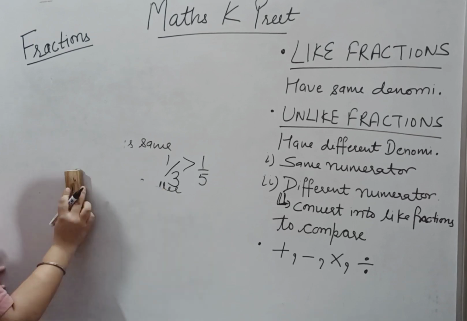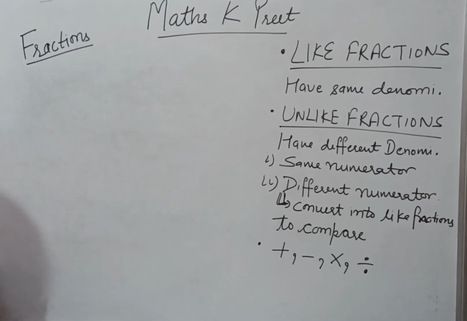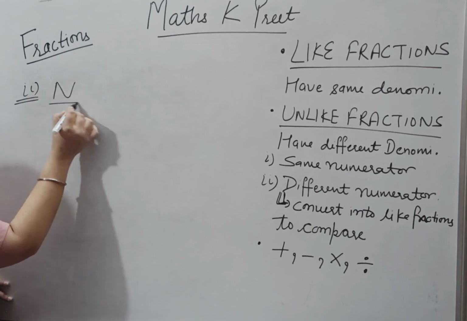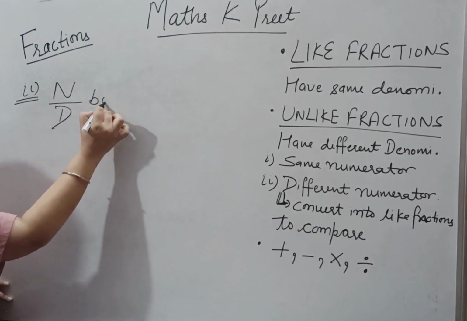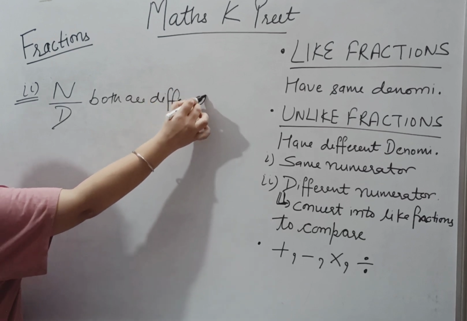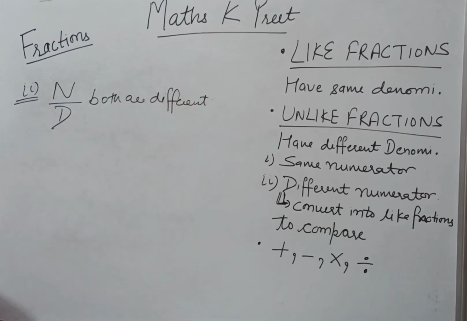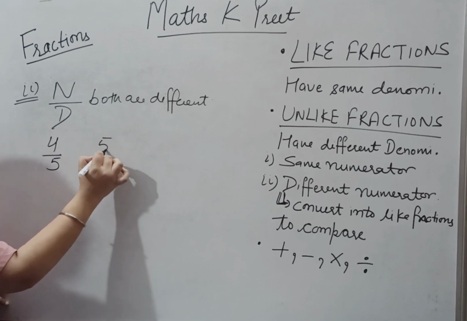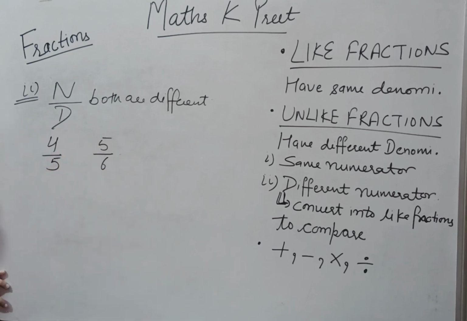The second case under unlike fractions is when the numerator as well as the denominator both are different. Then it is also a type of unlike fraction. How will we compare such fractions? Say 4 by 5 and 5 by 6. We have these two fractions. How will we compare them?